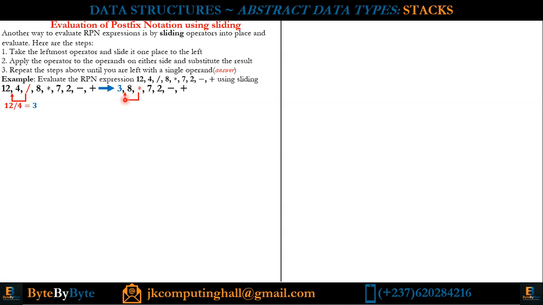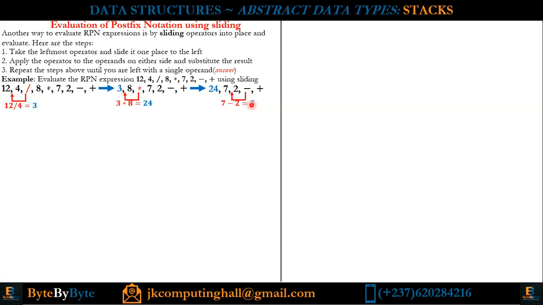The next leftmost operator, multiplication, we slide it again to the left. When we evaluate, 3 times 8 gives us 24. So 24 will replace 3, 8, and multiplication for us to get this. The leftmost operator is what? It is subtraction. We slide it one place to the left. This is where it's going to come. So we shall have what? 7 minus 2, which is 5. And 5 replaces what?